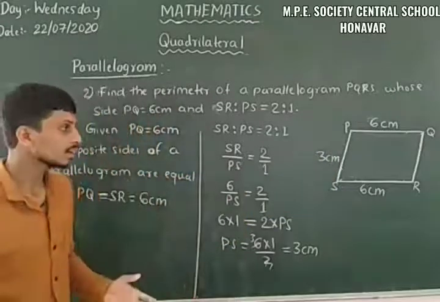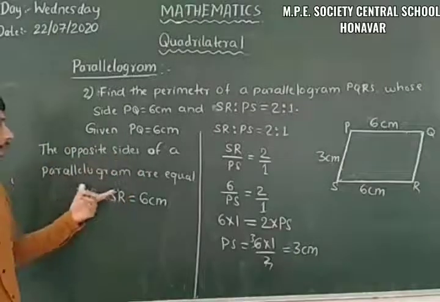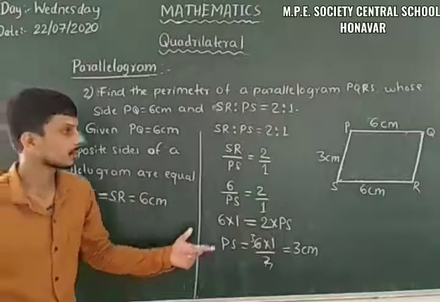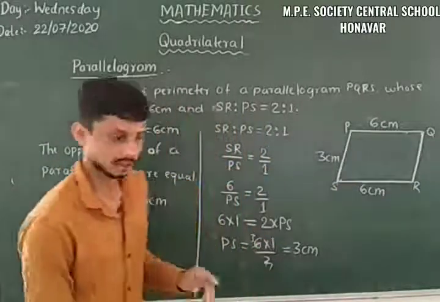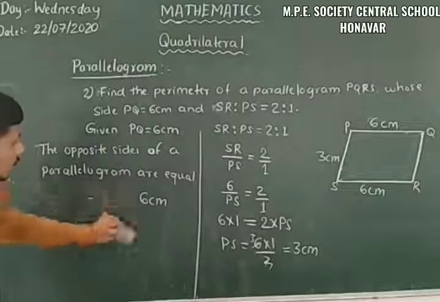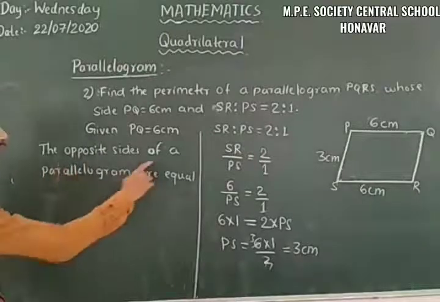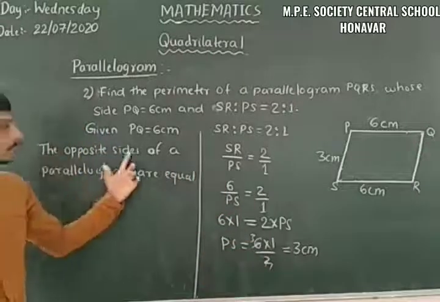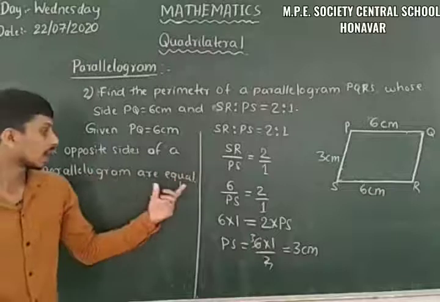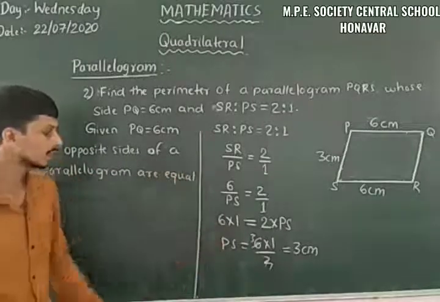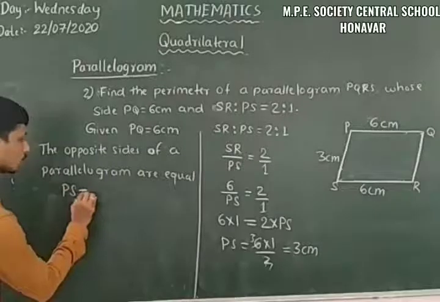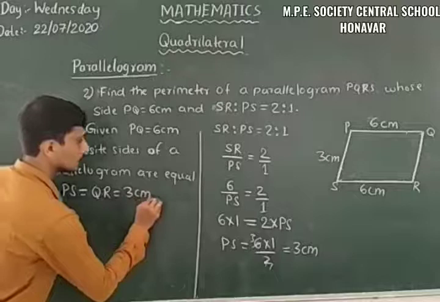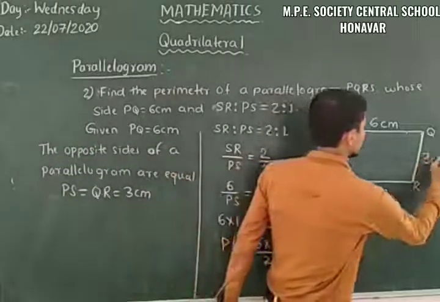So we already learned that the opposite sides of a parallelogram are equal. With the help of that we have to find the value of QR here. So again we write that the opposite sides of a parallelogram are equal. So PS is equal to QR is equal to 3 centimeter.